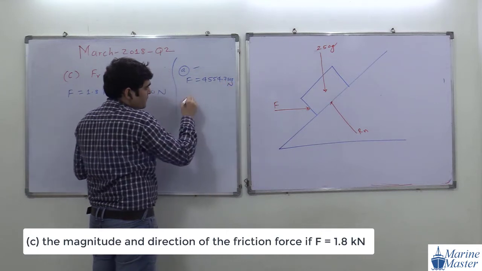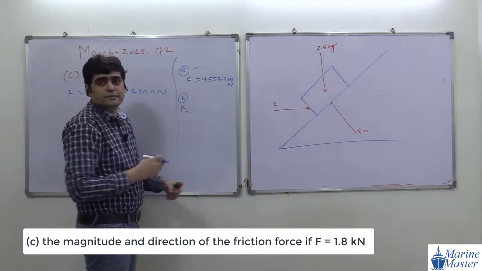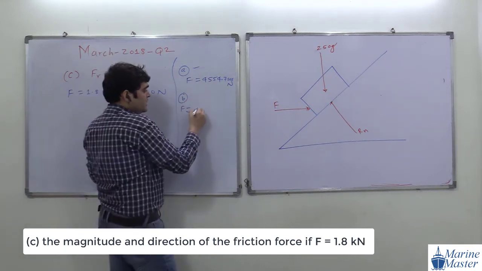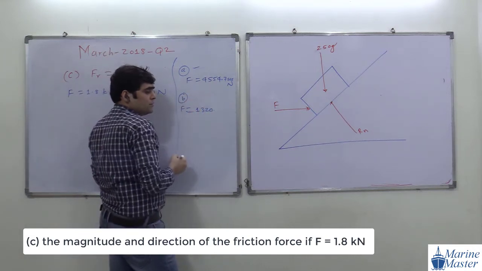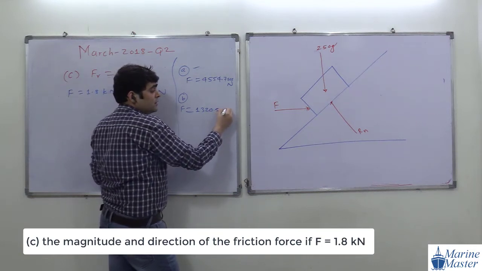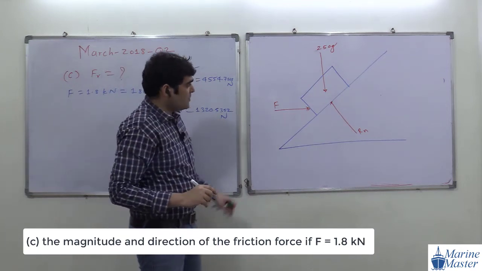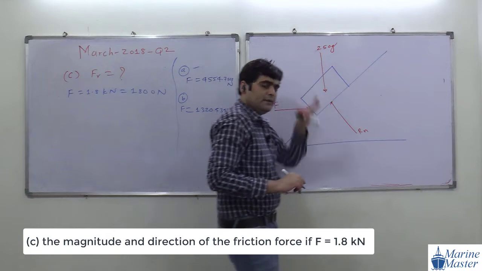4554.7868 Newton. Okay. What is our answer of B part? Is it 1320.53 Newton? Okay, good.